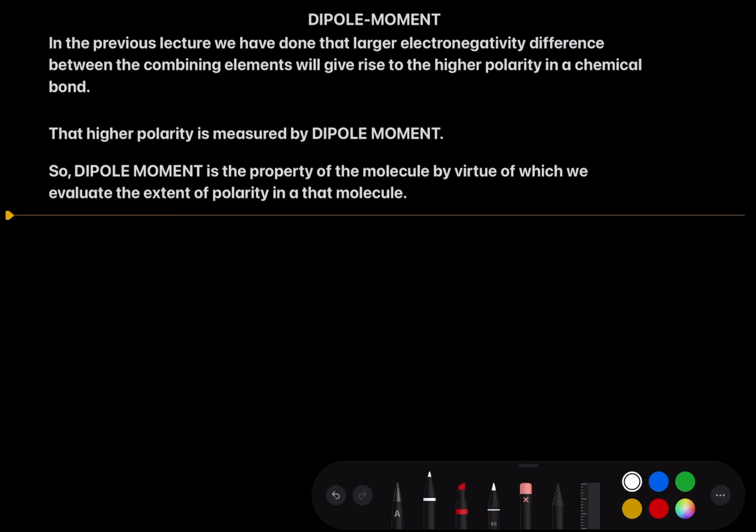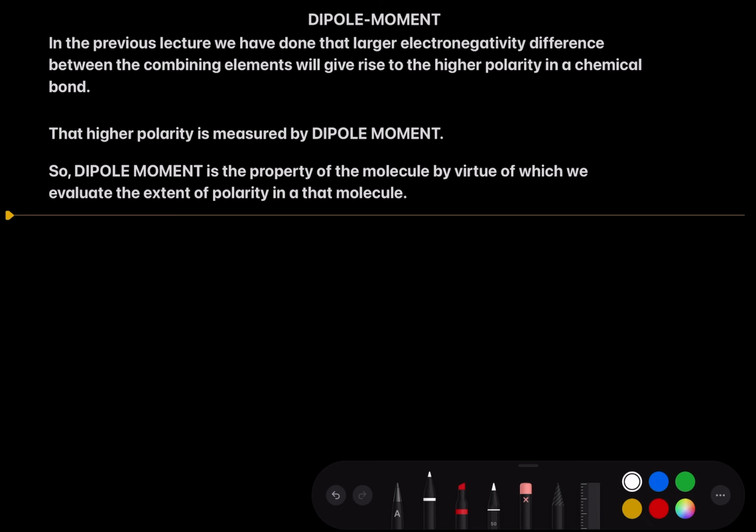In the previous lecture, we have done that larger electronegativity difference between the combining elements will give rise to the higher polarity in a chemical bond. That higher polarity is measured by dipole moment, and it's our topic for today's lecture. So, dipole moment is the property of the molecule by virtue of which we evaluate the extent of polarity in that molecule.